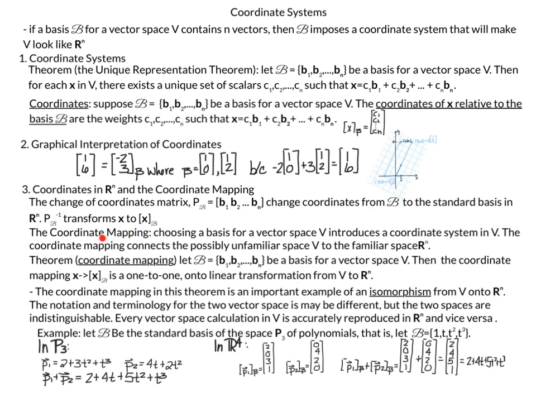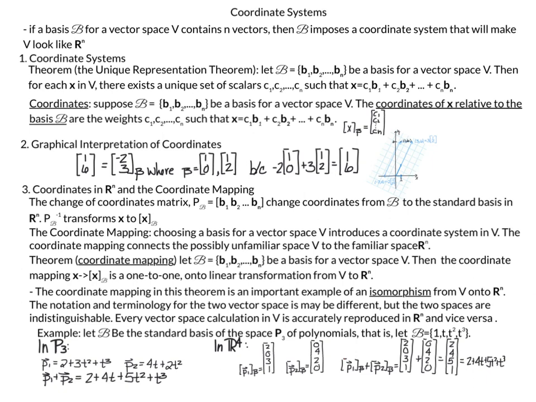And with this transformation, we have a theorem that says this mapping is both a one-to-one and onto linear transformation from V to Rn. With one-to-one and onto, what we have is something called an isomorphism, which means that the notation and terminology for the two vector spaces may be different, but the two spaces are essentially equivalent. So every vector space calculation in V can accurately be reproduced in Rn. And we did that with these polynomials here, and a couple of other examples.